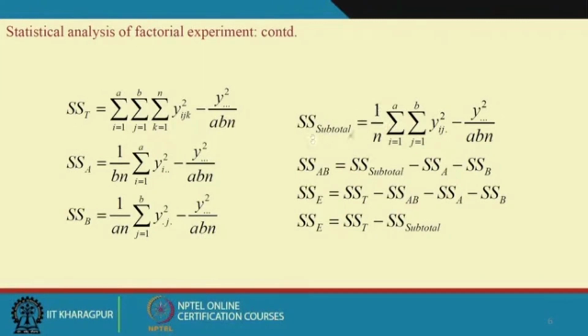But then another one is SS subtotal, which uses the cell totals. The cell totals will be considered, their squares summed and divided by the number of observations in every cell, n, and then subtracted by the correction factor. It will give you the SS subtotal. This SS subtotal will be used to compute SS interaction, which is basically SS subtotal minus SSA minus SSB. Then SSE will be calculated using the subtraction method, and that is what is to be done.